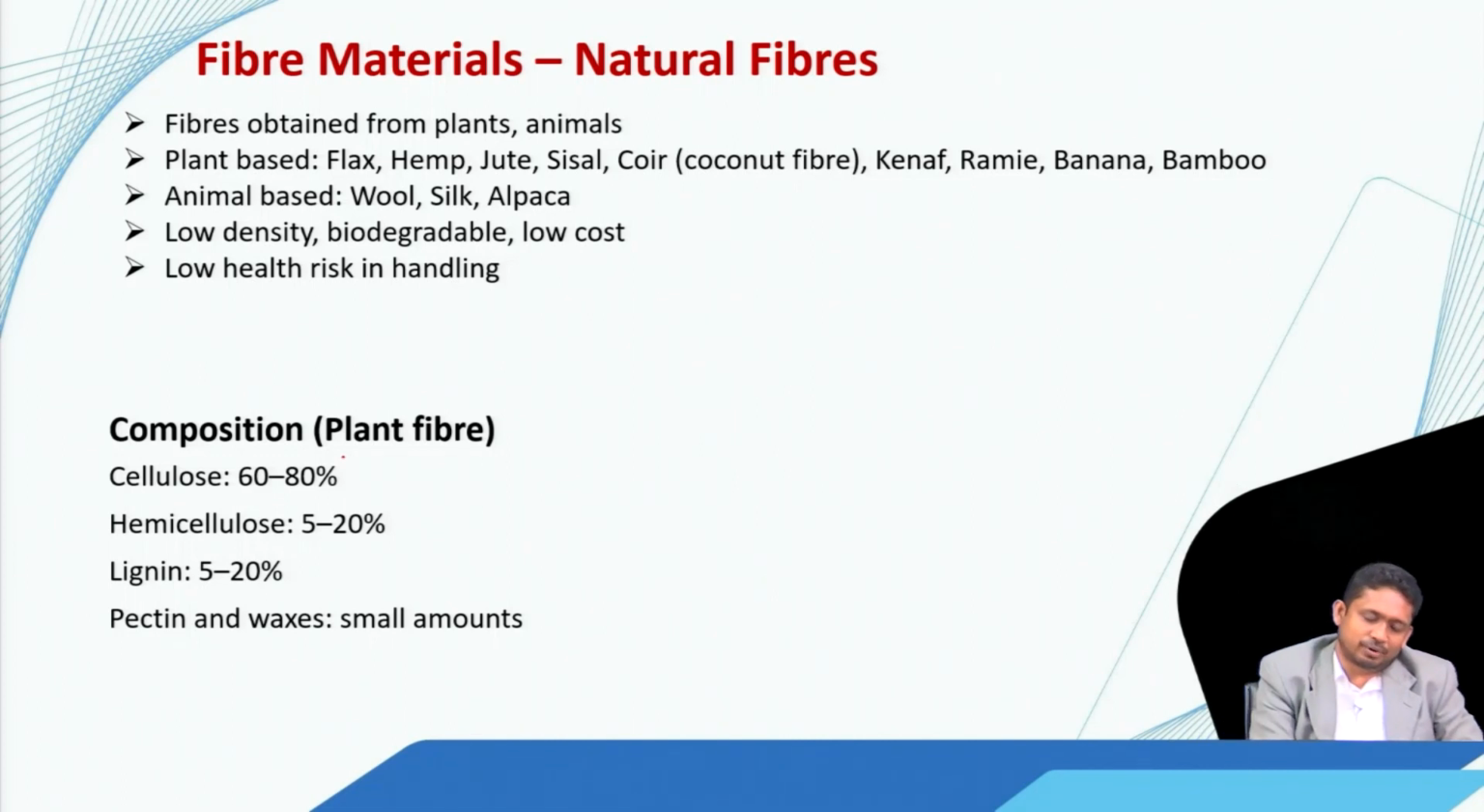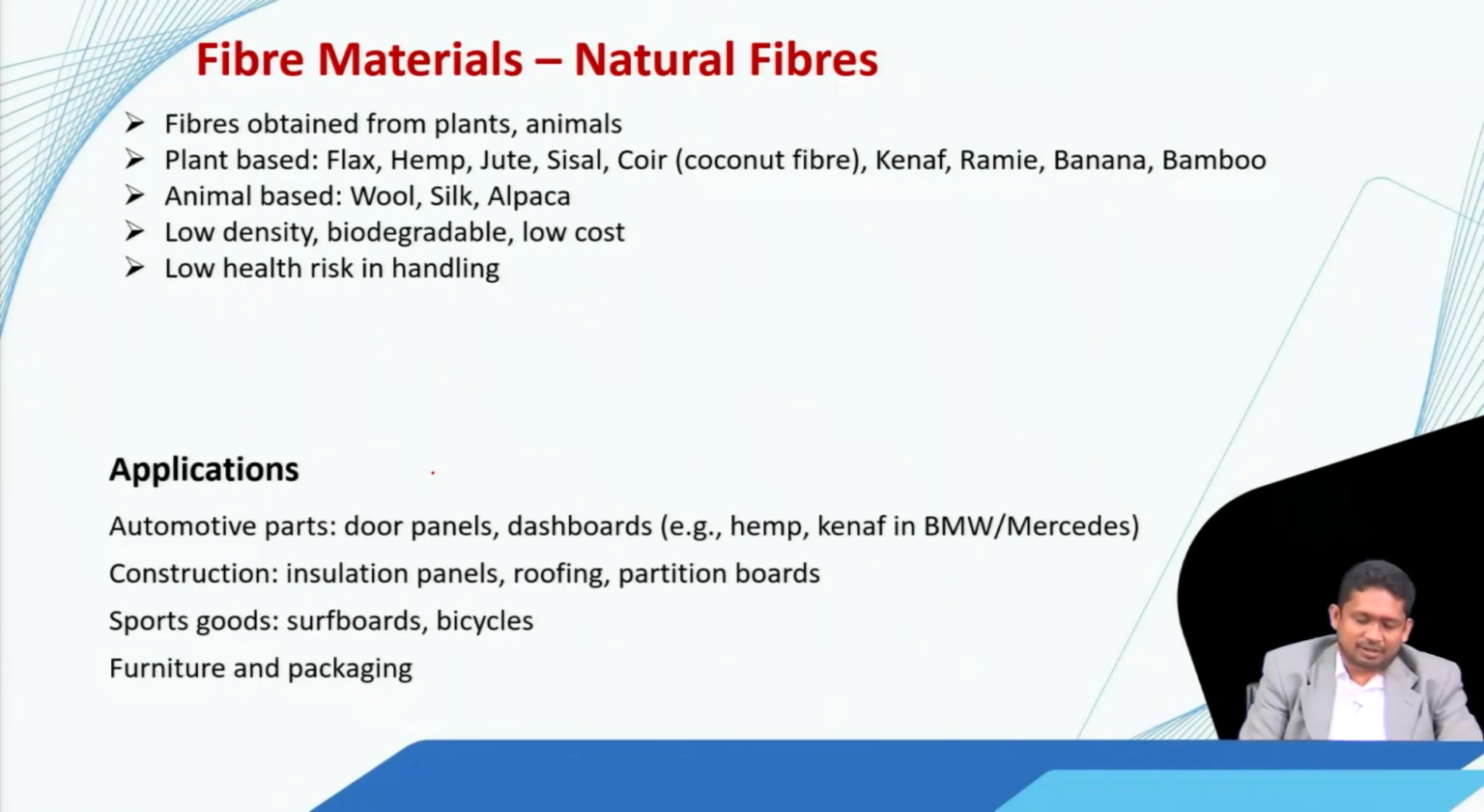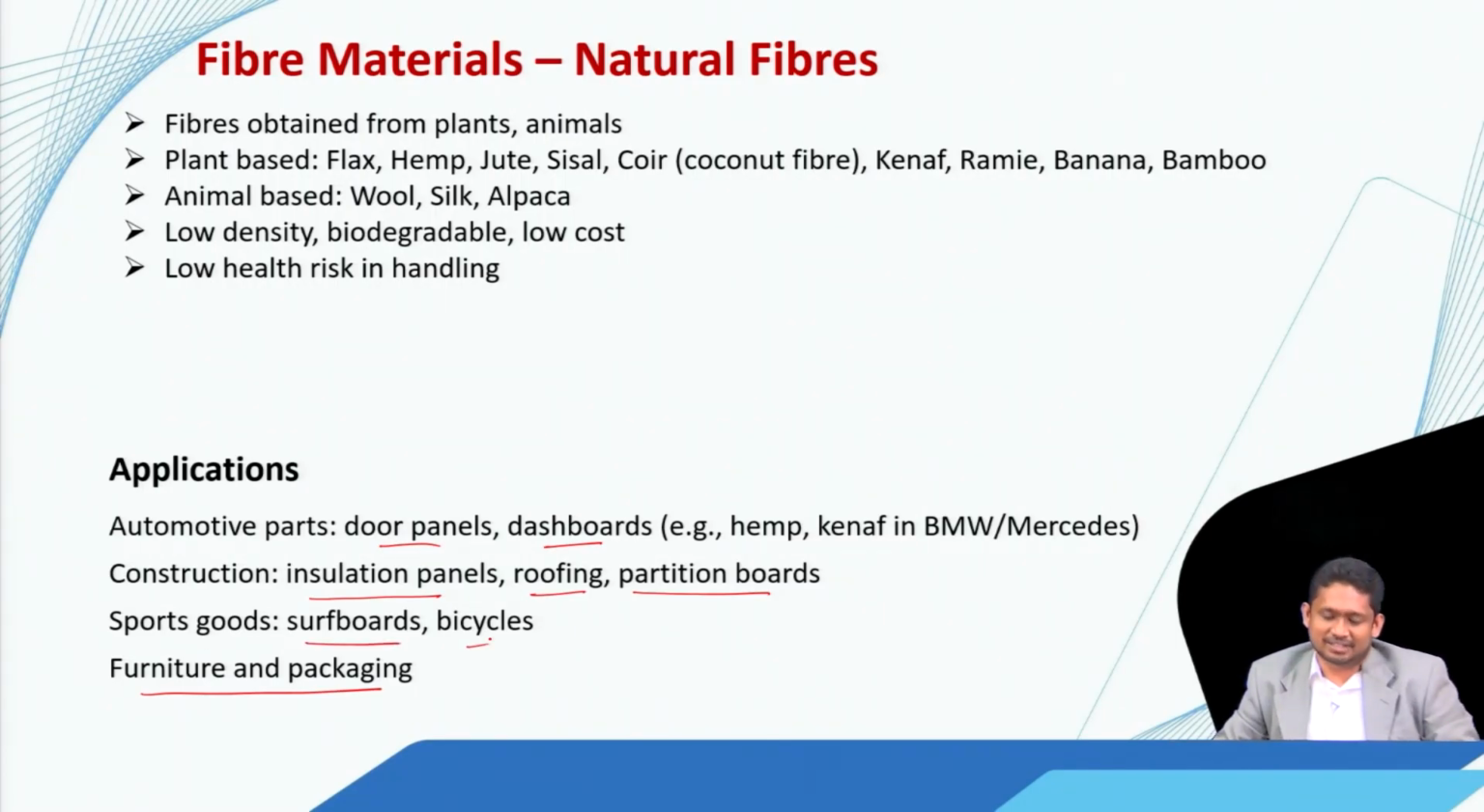Composition wise, if I look at the composition of a typical plant fiber, cellulose 60 to 80%, hemicellulose 5 to 20%, lignin 5 to 20%, and pectin and waxes in small amounts. Then if I look at the applications, door panels, dashboards, in the construction industry, insulation panels, roofing, partition boards, and there are applications in furniture and packaging, sport goods, surfboards, bicycles. So you can see that when high strength and other mechanical properties are a concern, we don't go for natural fibers. It's mainly for the low strength applications.